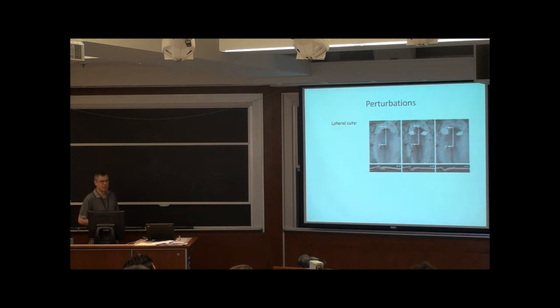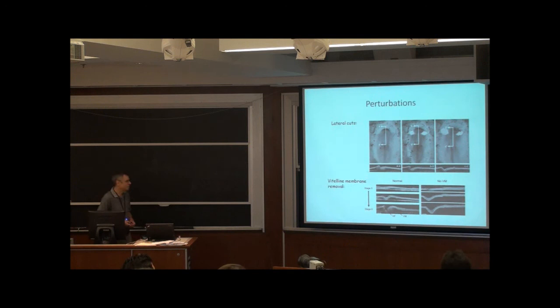The first thing we did, after the head fold is formed, was to make cuts on either side of the head fold to relieve the stresses in those regions. Over a period of a few hours, you see that the head fold gradually unfurls into this more or less V shape. The second type of experiment is to remove the vitelline membrane before the head fold is formed. This is, again, a cross-section of normal morphogenesis. If we remove that membrane, the head fold becomes a V-shape, very similar to this case up here.